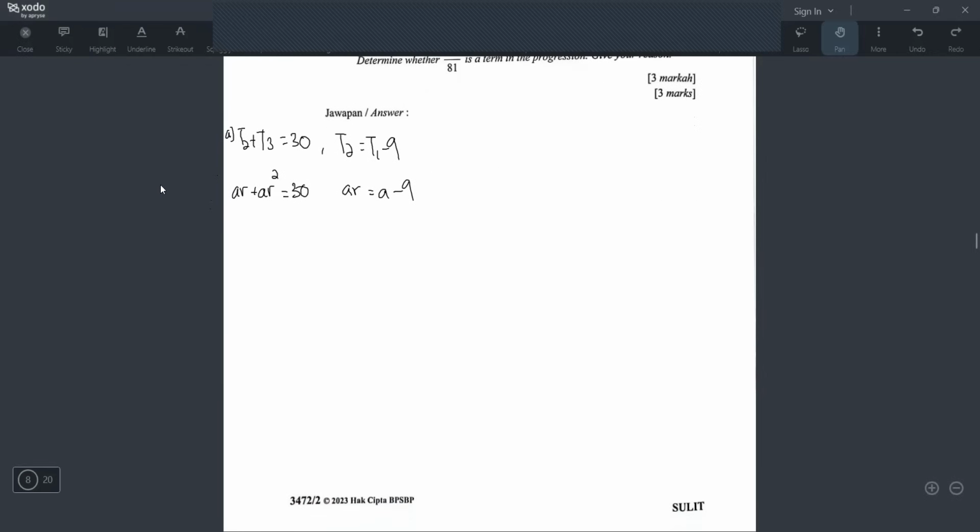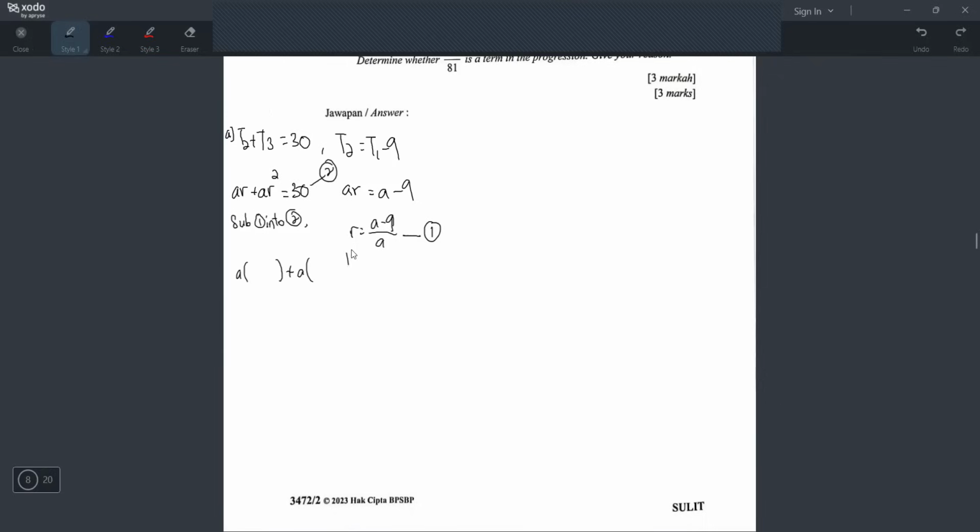So how do we do simultaneous now? I think you can do substitution, right? How to do substitution? You can start from this equation and find R, right? So R will be A minus 9 over A, right? And then this will be my equation 1. And then this one is your equation 2. And then you sub 1 into 2, right? So I'll just write here sub 1 into 2. So now your equation 2 becomes what? AR plus AR square equals 30.